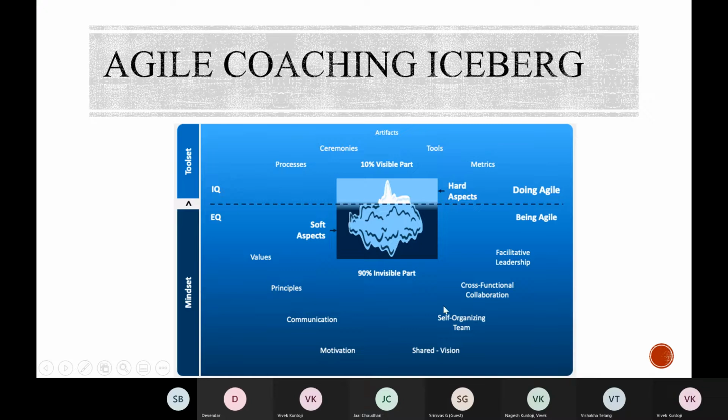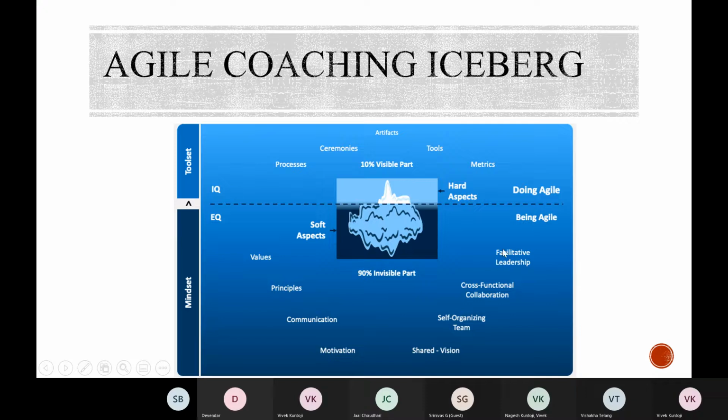This is called the Agile Coaching Iceberg, in which the tip of the iceberg is the 10% visible part, and 90% of the iceberg is submerged in the water. The 10% visible part is called hard aspects, and the 90% that is immersed is called soft aspects. Hard aspects are doing agile and soft aspects are being agile. Doing agile is what we just spoke about: processes, ceremonies, artifacts, tools, metrics, etc., which is called IQ.